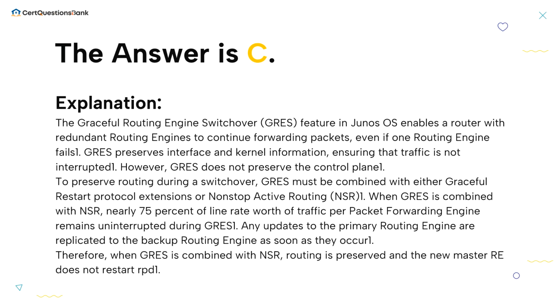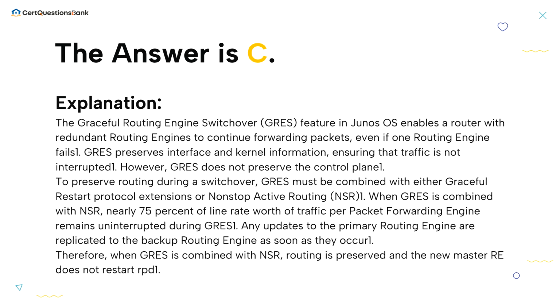The answer is C. The graceful routing engine switchover (GRES) feature in Junos OS enables a router with redundant routing engines to continue forwarding packets, even if one routing engine fails. GRES preserves interface and kernel information, ensuring that traffic is not interrupted. However, GRES does not preserve the control plane.